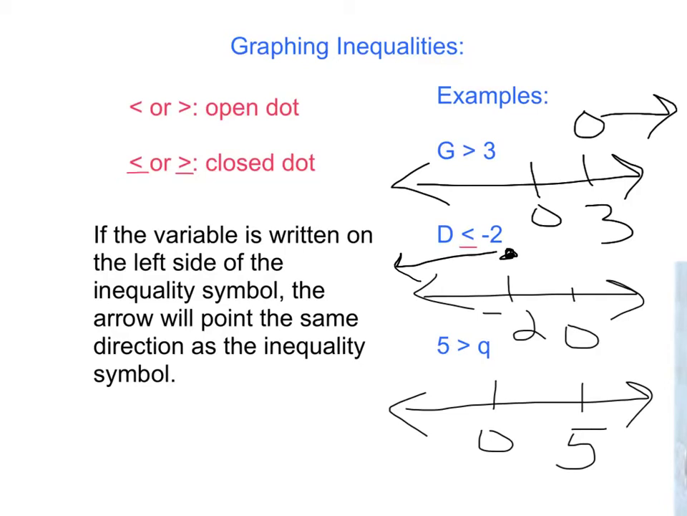My last inequality is 5 is greater than q. Well, in this case, my number's on the left, so I'm going to rewrite it. I'm going to write my variable q on the left and 5 on the right. If we notice, my alligator or Pac-Man was eating 5 before, so it's still going to be eating 5. I've now rewritten my inequality with my variable on the left. Since it is less than, I know that I have an open dot above 5, and since my inequality symbol is pointing to the left, my arrow will point to the left. And now we have graphed all 3 inequalities.